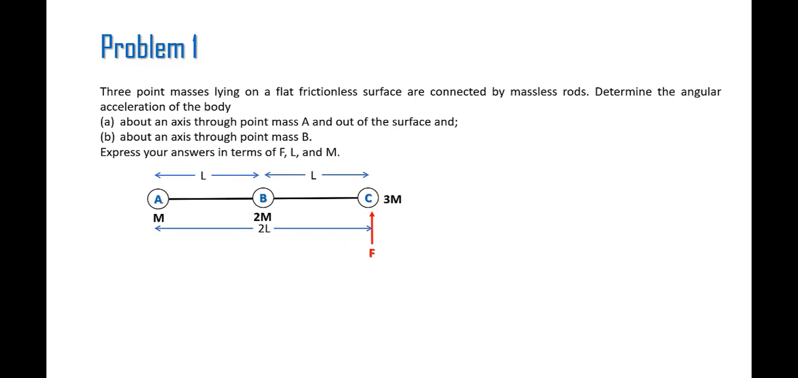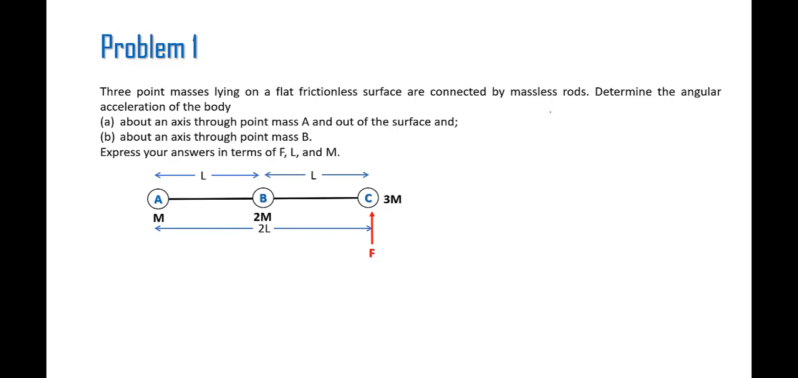So again, we have 3-point masses A, B, and C. The distance between A and C is 2L. Point mass B is midway between point masses A and C. Therefore, the distance between A and B is L, and the distance between B and C is also L. Now take note that point mass A has a mass of M, point mass B has a mass of 2M, and point mass C has a mass of 3M.